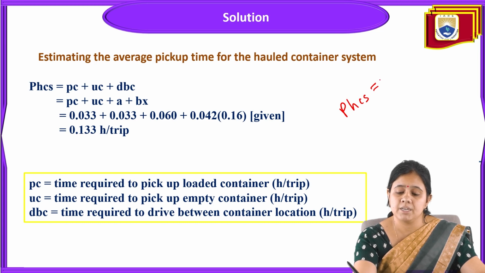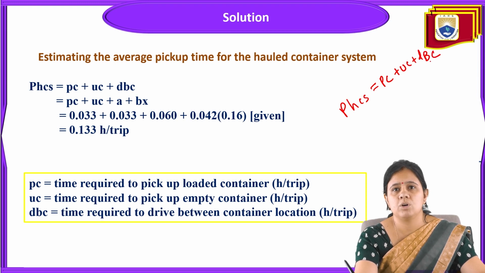So for average pickup time, what we have to use is PC plus UC plus DBC. PC is equal to the time required to pick up the loaded container per hour in a trip. UC is equal to the time required to pick up an empty container, that is per hour in a trip.